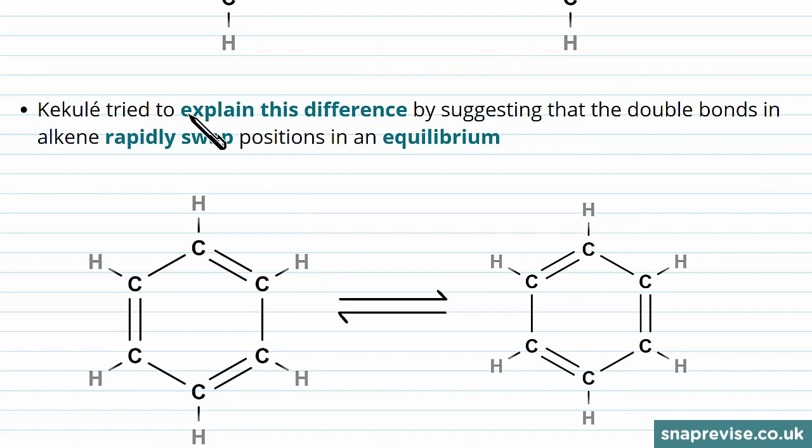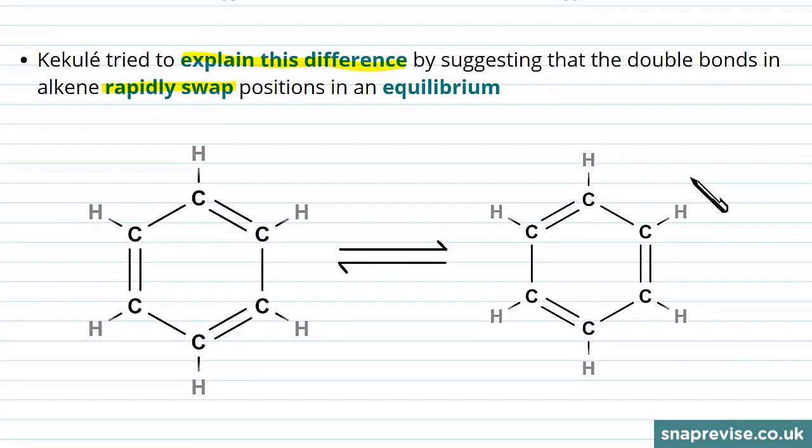Kekulé tried to explain this difference and defend his model by suggesting that the double bonds in the benzene rapidly swap. So we go from having the structure shown on the left, where the double bonds in the ring are here, here, and here, to the double bonds switching positions to the other three in the benzene ring. This would form an equilibrium that's very fast moving, and because the double bonds are constantly moving position, this would make addition reactions, like we see in alkenes, difficult.